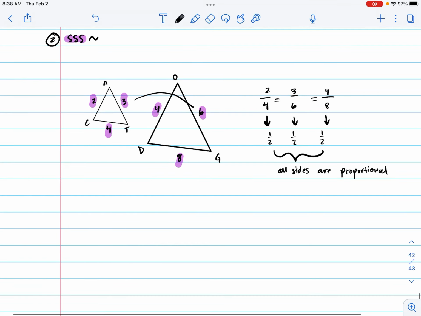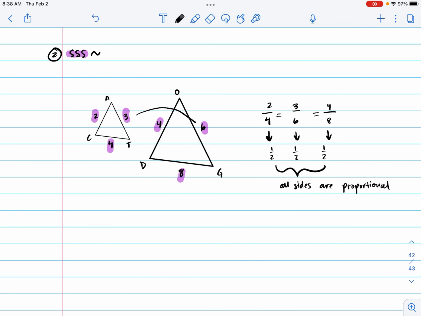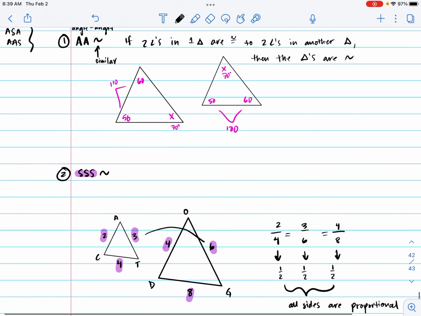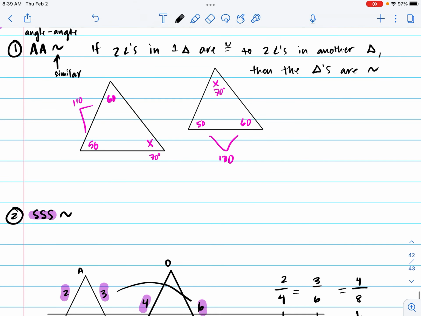Ooh, I forgot to mention this. If you have all 3 sides that are proportional, then we could say triangle CAT is similar to triangle DOG. And I actually did not mention that up above. Let's come up with another one: ant and pig.